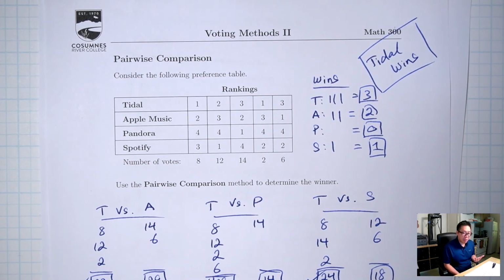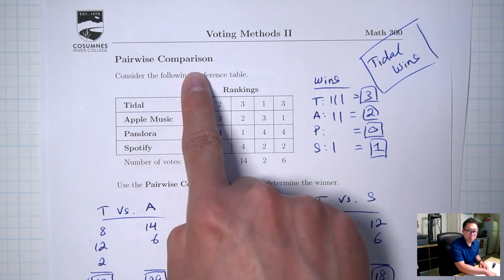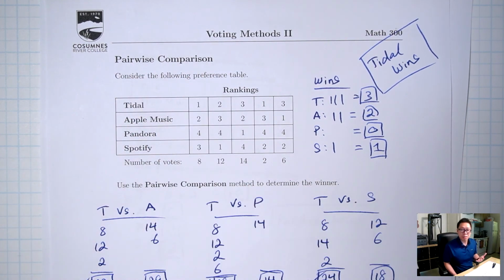And what I want you to take away from this example is that there is no best method. There's no correct method, right? We had 4 different methods and 4 different winners. So the best method depends on who you ask. Tidal is going to want pairwise comparison. They're going to try to convince everyone to use pairwise comparison so that they win.